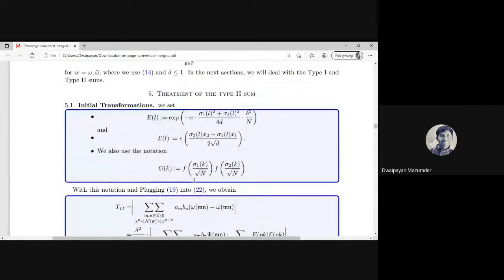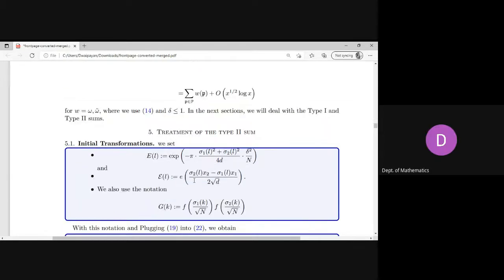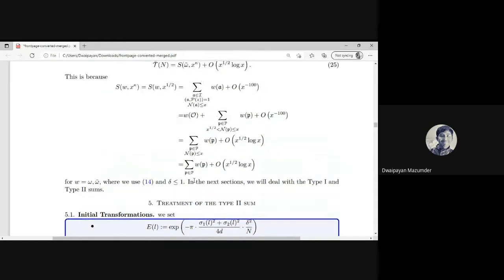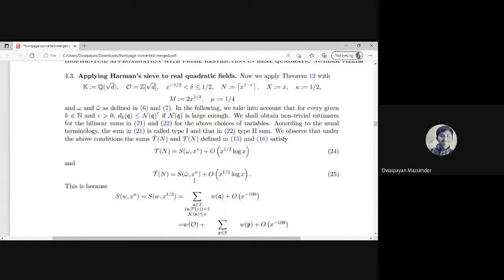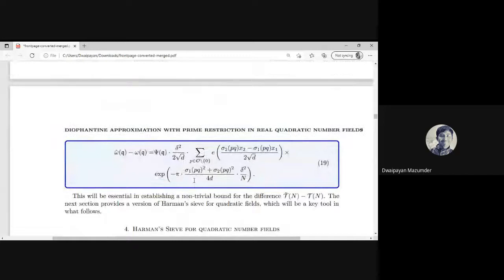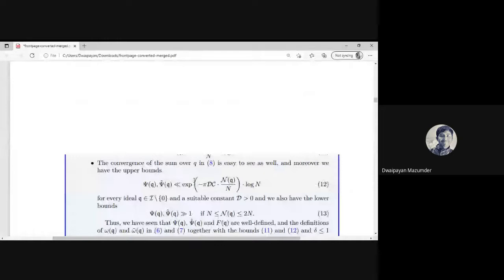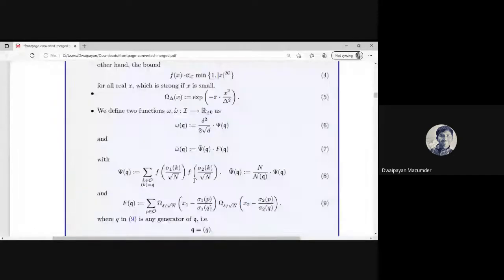Now, if we go for type 2 sum, we have to use this type 2 sum. How are omega and omega bar defined? Yeah, omega and omega bar we have defined because these are the weight functions. These are just weight functions, that is 6 and 7. Yes, fine. Correct, that's correct.